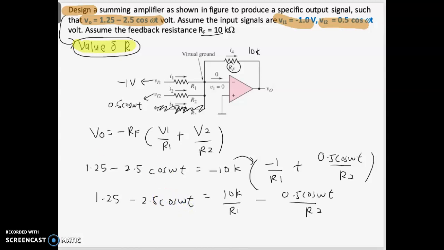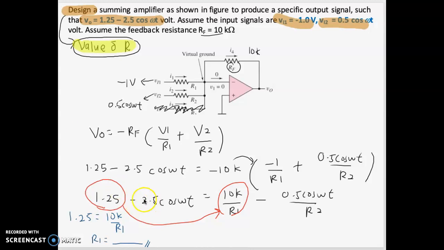What you will do now is compare. This term without the cosine you compare with this one. So 1.25 equals 10K over R1, and then you can get your R1. For the other one, you compare 2.5 cos omega t with 0.5 cos omega t divided by R2.